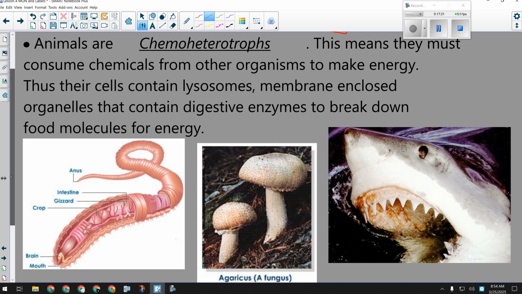But they're consuming the material from other organisms. Those organisms don't have to be alive. As long as it's the material from another organism, then it counts as a chemoheterotroph. It is getting its energy from organic material from some other organism. What about a fungus? What do they eat?